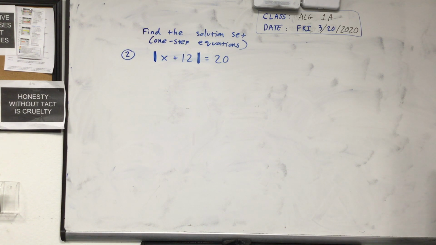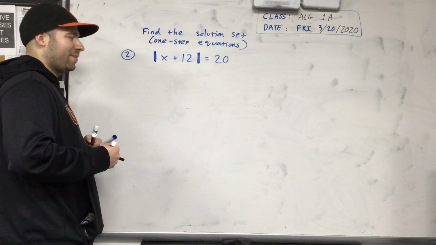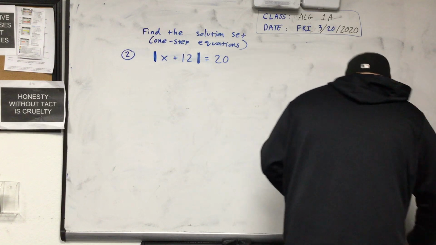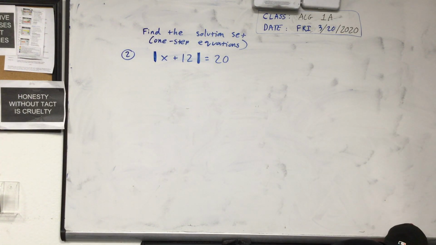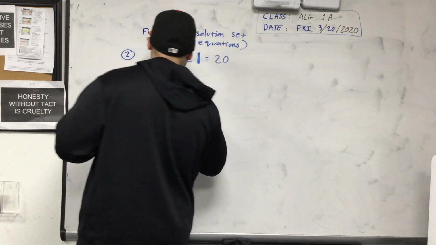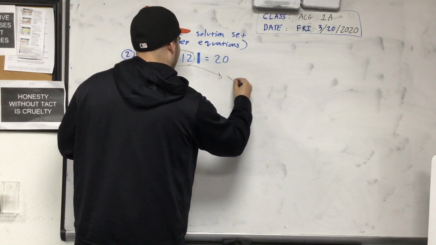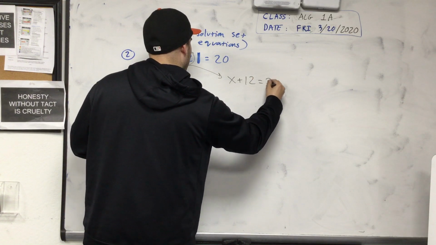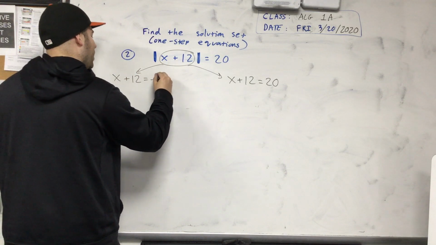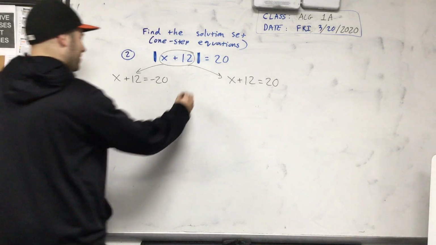Okay. All right. So once again, are the bars isolated? Do the bars equal a positive or a negative output? They equal a positive output, which indicates that there's a forwards and a backwards. So let's split this up into 2 cases. So x plus 12 can equal 20, or x plus 12 can equal negative 20. Once again, the inside can either be 20 or negative 20 to satisfy this.